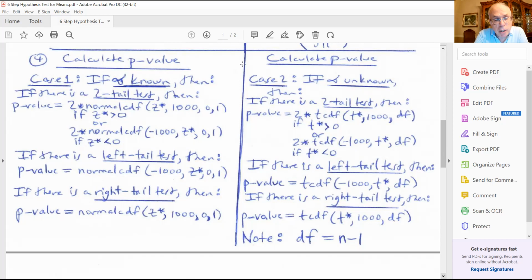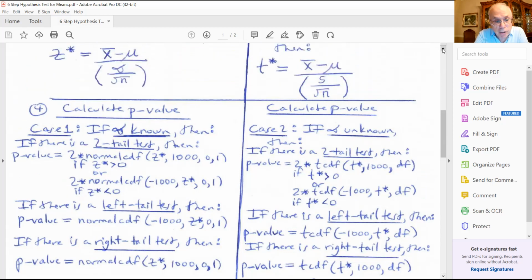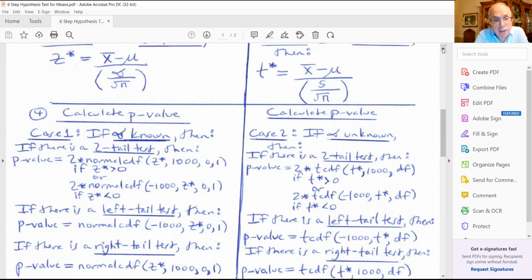So everything that's shown here is very clear, hopefully, to you. Hopefully it's clear. We'll do plenty of examples in class when I get back. I'll show you all the different examples of these particular cases. But this is case number 1, when we know what the population standard deviation is.